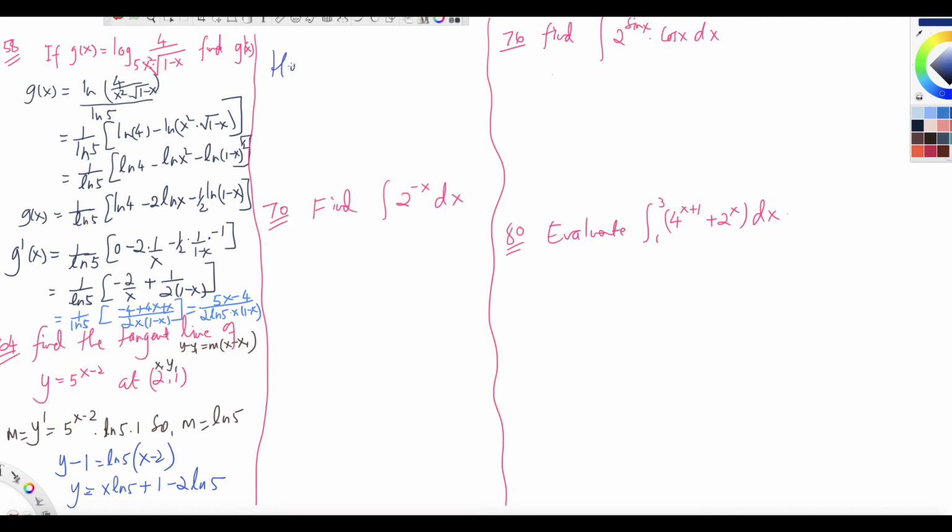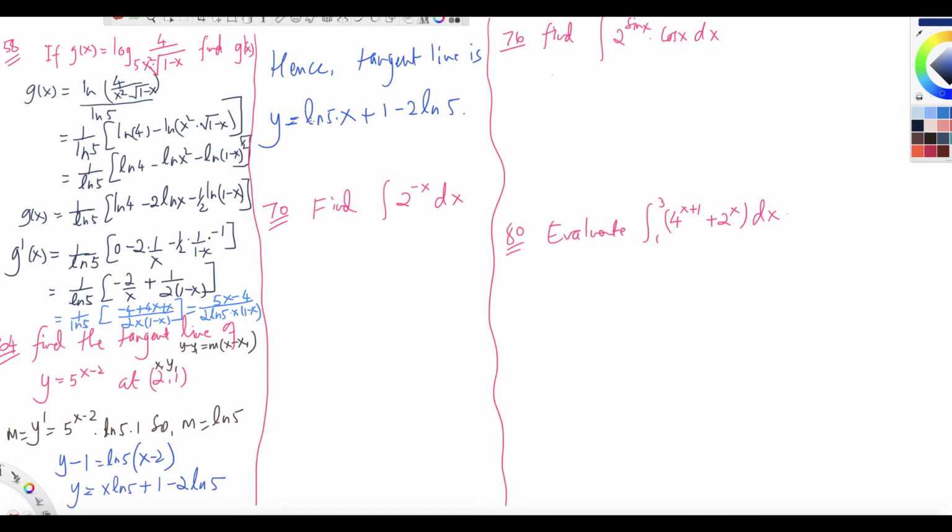So what is the final answer? Hence the tangent line is y equals natural log of 5 times x, that's mx, and then plus b is 1 minus 2 natural log of 5. That is the final answer.